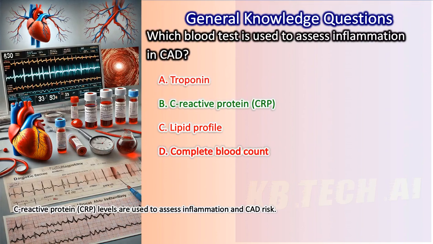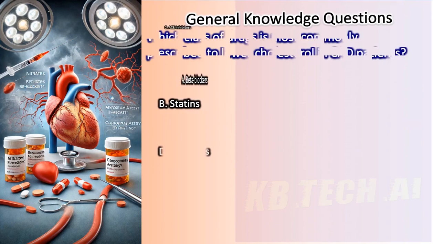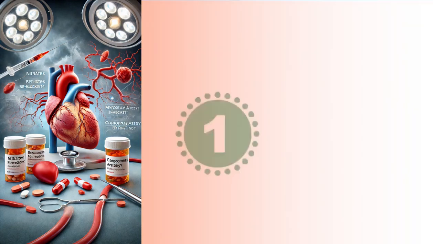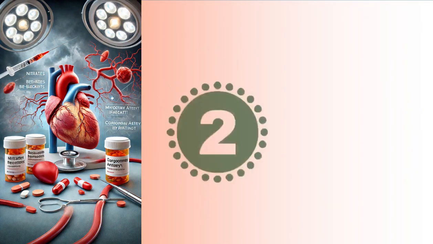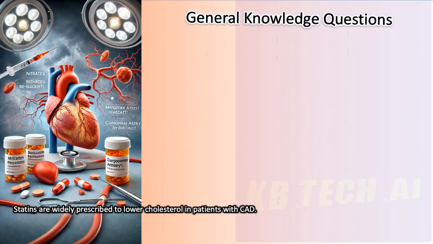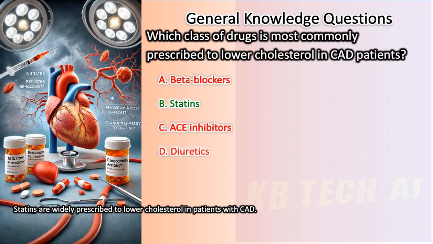C-reactive protein, CRP. Which class of drugs is most commonly prescribed to lower cholesterol in CAD patients? Option 1. Beta blockers. Option 2. Statins. Option 3. ACE inhibitors. Option 4. Diuretics. The answer is option 2.